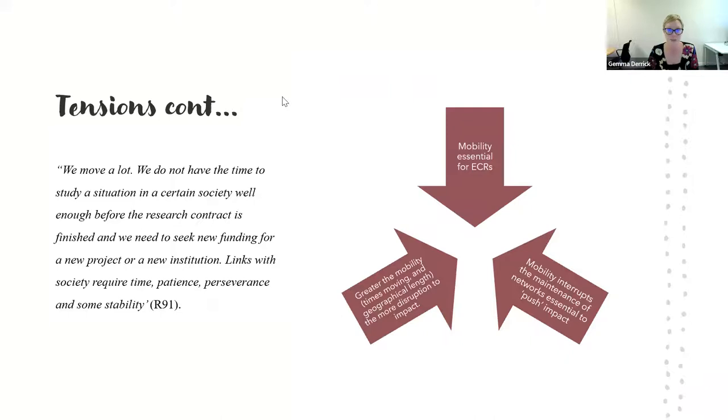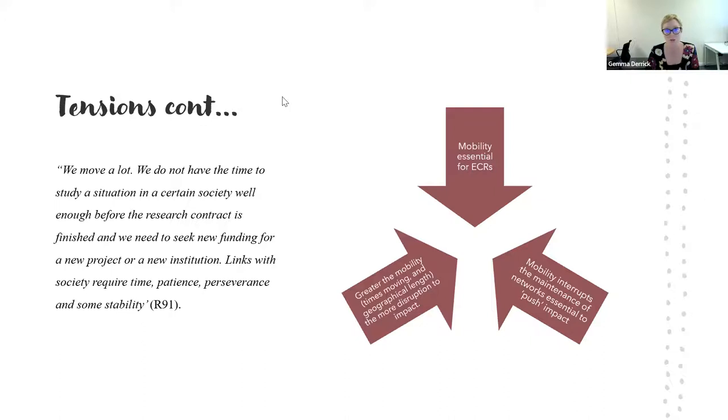Finally, there's a tension around the need to be mobile. The narrative around early career researchers being mobile and needing to be mobile in order to produce more valuable research, and to benefit their individual careers in the long run, stands in stark contrast to the idea that impact and being able to impact requires, as this person said, time, patience, perseverance, and stability.